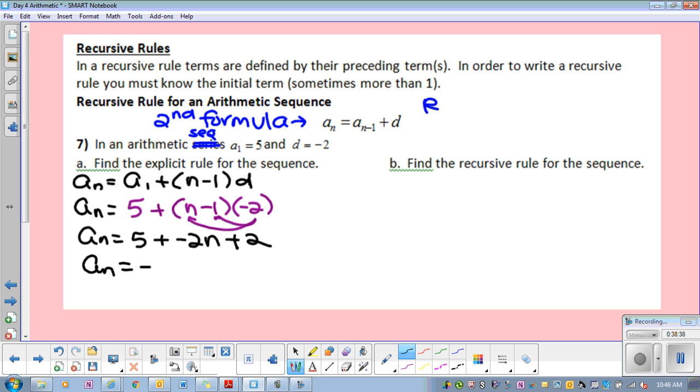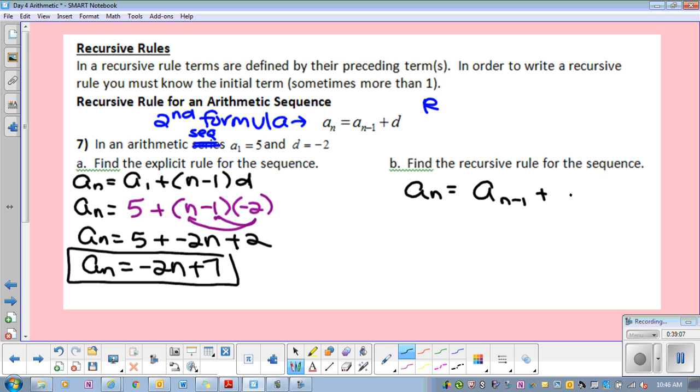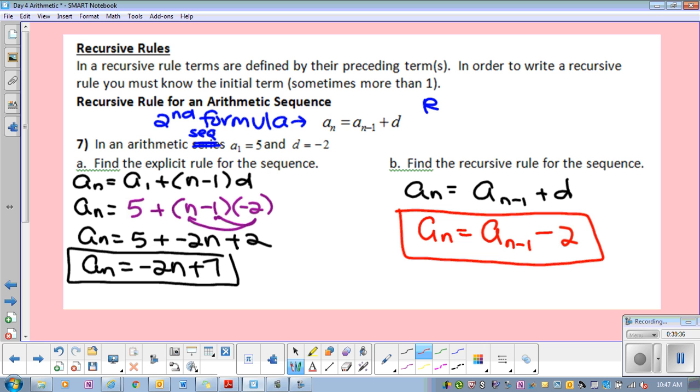A sub n equals negative 2n plus 7, yes? So that's the explicit rule. That's the first formula underneath that little arithmetic on your formula sheet. The second one is the recursive. The recursive one looks like this: a sub n equals a sub n minus 1 plus d. Well, the recursive one is so easy, guys. You know what you have to do? All you have to do is just plug in d. What is d? So minus 2. There you go. That's your recursive rule. Isn't that so good?